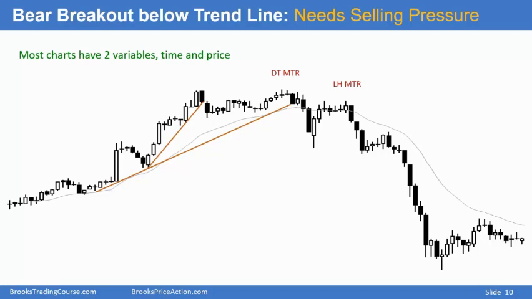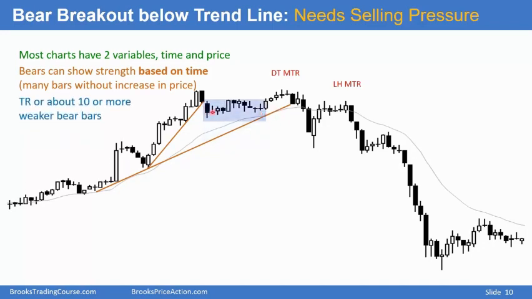All charts have two variables. There's a horizontal axis and a vertical axis. Usually the horizontal axis is time and the vertical axis is price. Bears can show strength by moving price quickly in their direction, but they can also show strength just by time, owning a lot of bars, preventing the bull trend from resuming up for a lot of bars. And that is often sufficient for a major reversal, a sufficient sign of strength on the part of the bears.